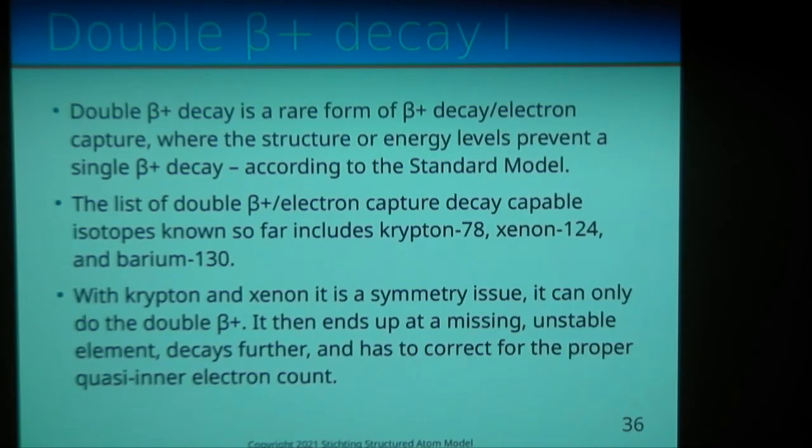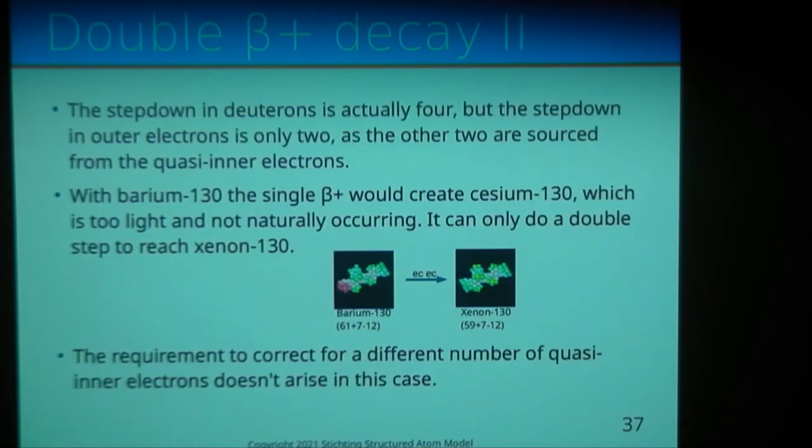Also, the quasi-inner electron count is corrected. In this case, we step down 4 deuterons, but only 2 outer electrons, as the other 2 are sourced from the quasi-inner electrons. With barium-130, a single beta plus would create cesium-130, which is too light and not naturally occurring. It needs to go to xenon-130. There is no need to correct for quasi-inner electrons in this case. Again, we see that the structure provides an insight into what is going on in the nucleus. And the new unstable elements the model predicts provide an interesting answer too.